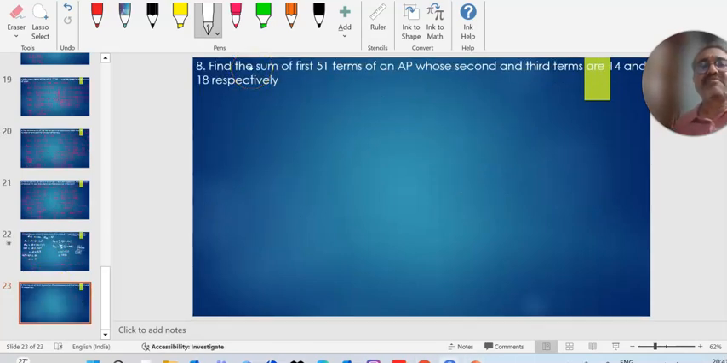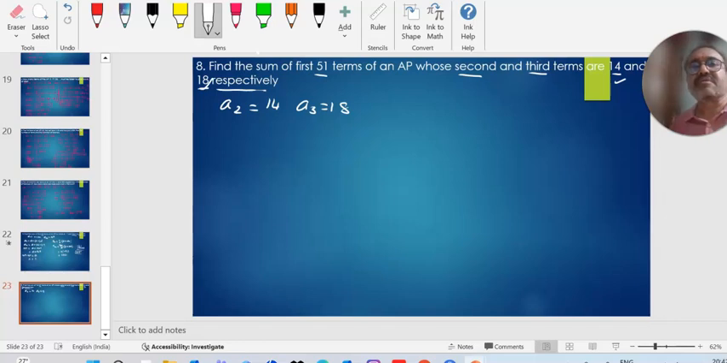Find the sum of first 51 terms of an AP whose second and third terms are 14 and 18 respectively. చాలాసార్లు చెప్పాను రెస్పెక్టివ్లీ అనగానే whose second term is 14, third term is 18. So second term means A2. A2 is equal to 14 and third term A3 is equal to 18. మన క్వశ్చన్ ఏంటి? S51 is equal to how much?